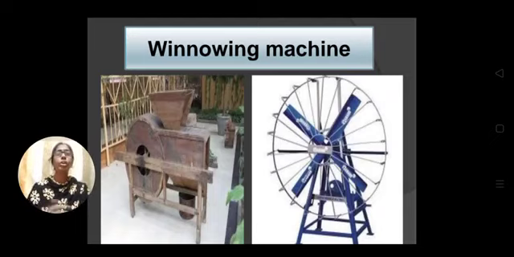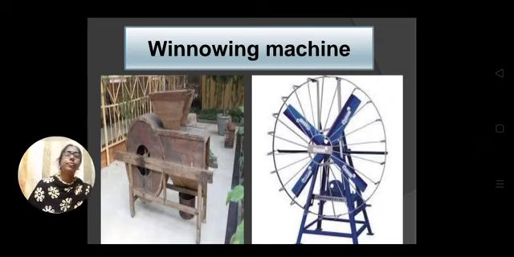There are several types of winnowing machine. Here I have given you only two pictures of winnowing machines. This is the simplest one. The left one is a bit complex. There is a funnel-shaped structure in which the mixture of chaff and seeds is put, and there is a wheel inside it, and the machine runs in such a way that it separates the chaff and the seeds, and they are collected separately.